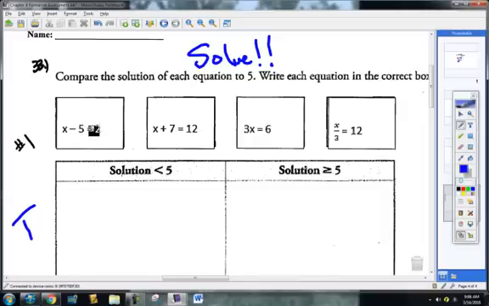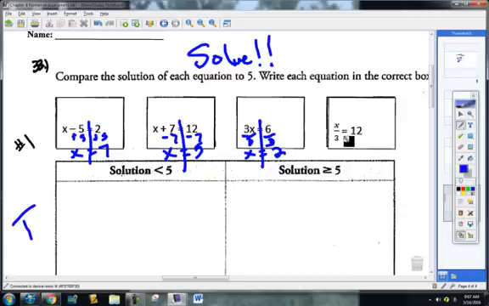So, we know that 5 is being taken from x, so we're going to add 5. Add 5. That's going to be x equaling 7. Here, I know that 7 is being added to x, so I'm going to subtract 7. That's going to give me x equaling 5. Here, I know that x is being multiplied by 3, so I'm going to divide by 3. That means x equals 2. And here, I'm going to be multiplying by 3, and that's going to give me x equaling 36, right? So, now I have what x equals in all those.